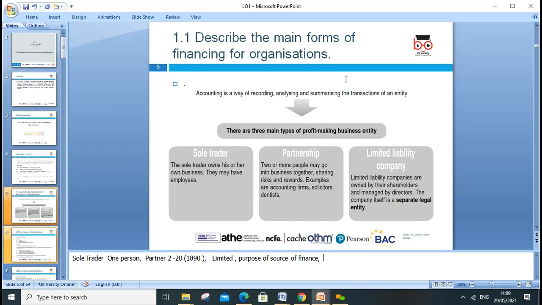Second, you need to look at the duration, how long you need it. Look at the tax implications, and look at the overall cost. These are all the questions you have to ask before deciding the source of finance, and then you borrow the money. A sole trader is 1 person, a partnership is 2 up to 20.